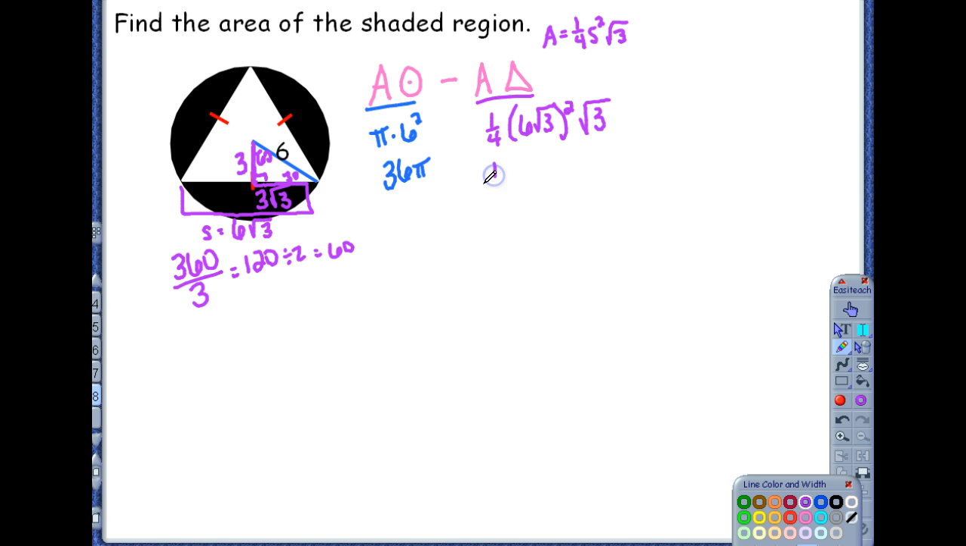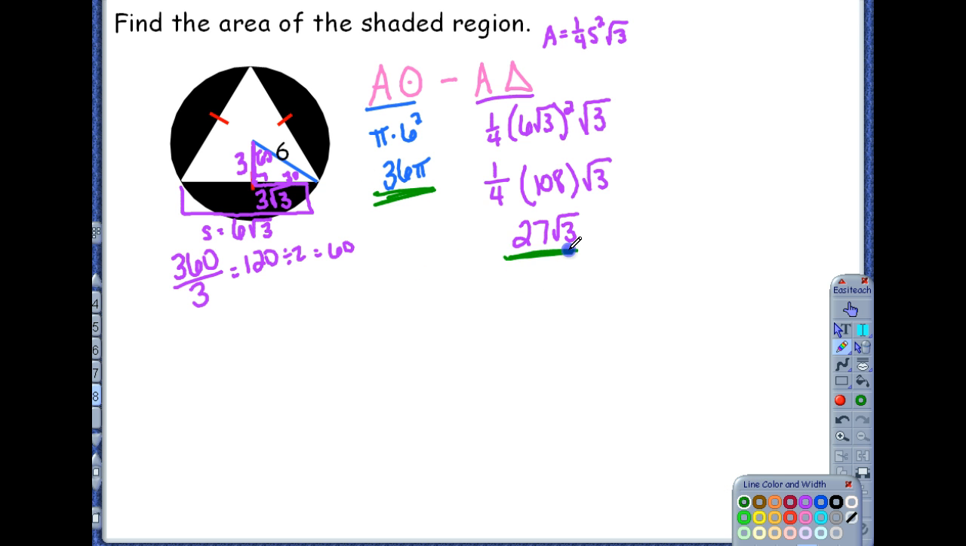And that's really going to be 1/4 of 108, because you're squaring 6, that's 36, and then you're squaring a radical 3, that's going to be 3. So that gets you 108. Love it. Times a radical 3. And when I take 1/4 of 108, which is dividing by 4, essentially, that's going to be 27, and then radical 3.